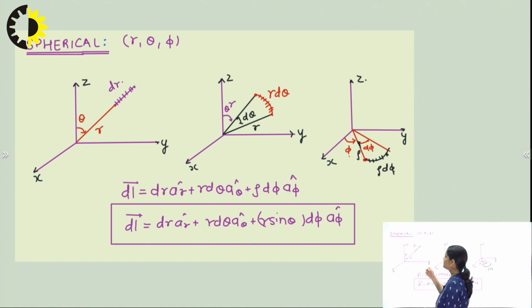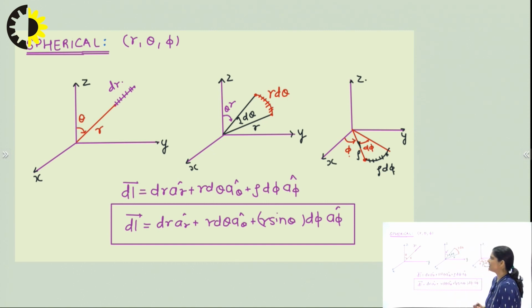Now here in the first case we have to consider the differential radius. So we have to take some part of the radius in the increasing direction of r. So that is represented as dr. So write down here dr, unit vector of r.